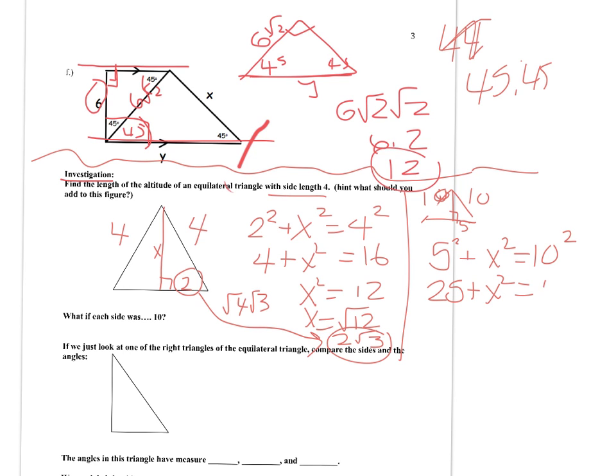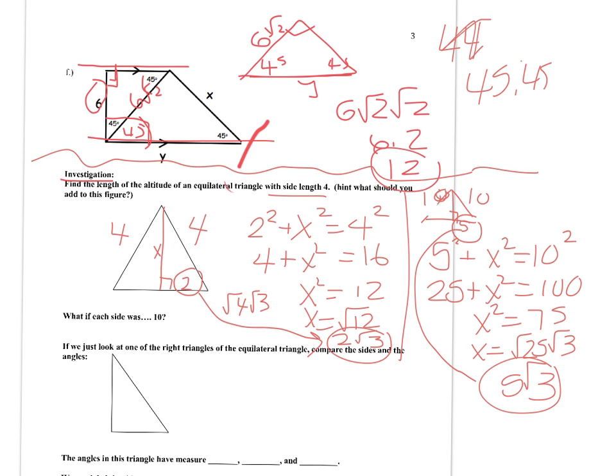25 plus x squared is 100. X squared is going to be 75. X is going to be radical 25 times radical 3, which is 5 radical 3. So in this case, the small side was 5, and the altitude is 5 radical 3.